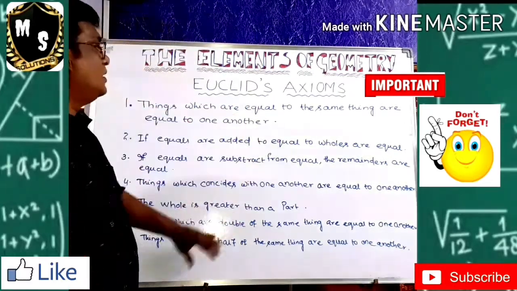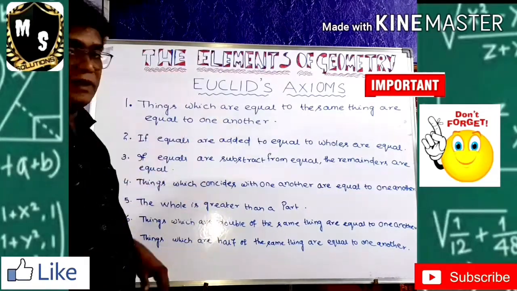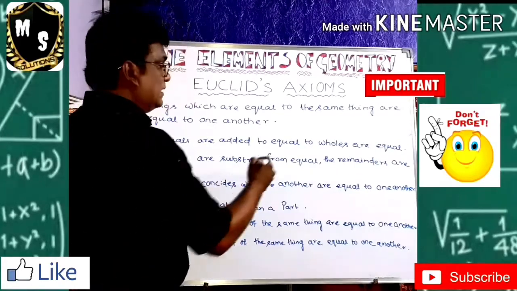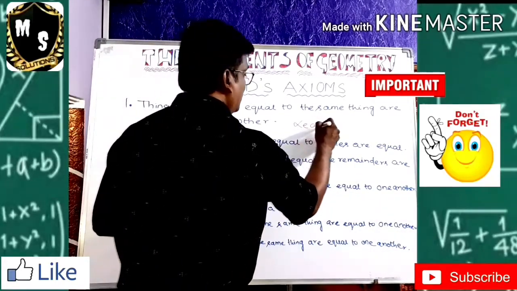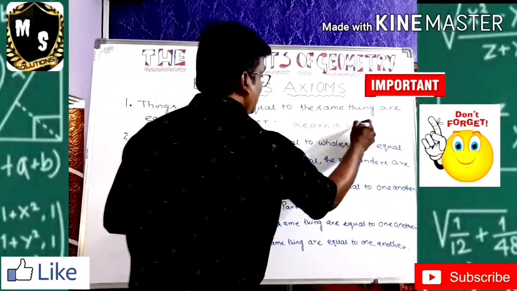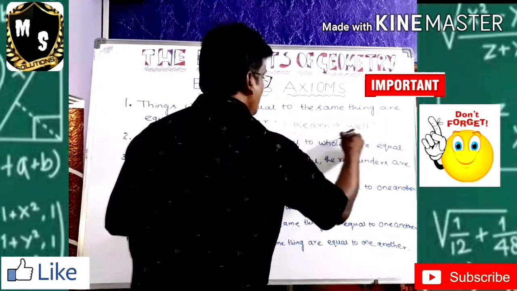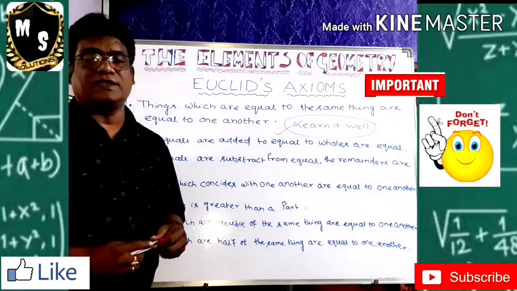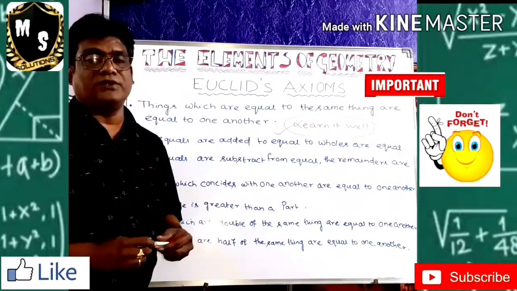So these are Euclid's axioms. You have to remember, very, very important. You have to learn it well, and definitely you please learn it well, and just memorize these things by heart and practice these things in your practice notes. So these are the Euclid's axioms according to Euclid.